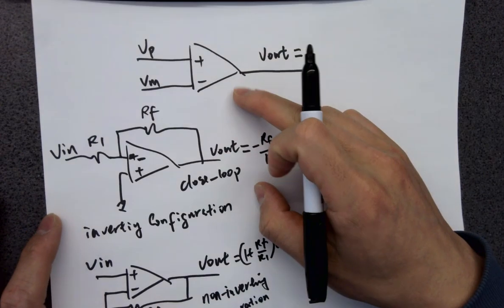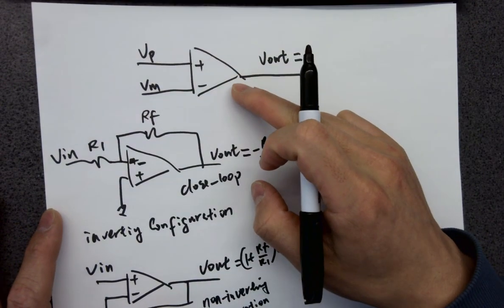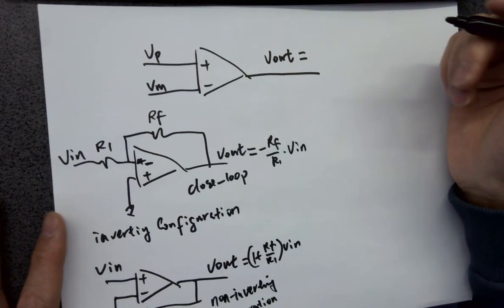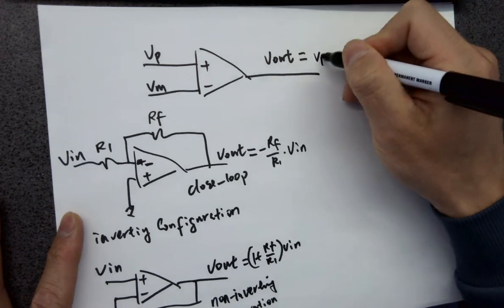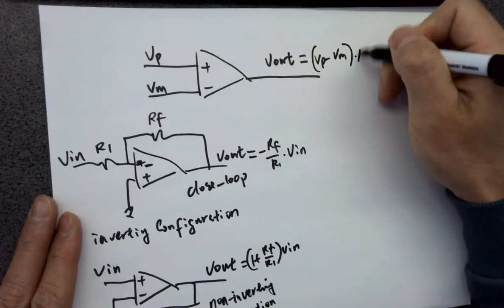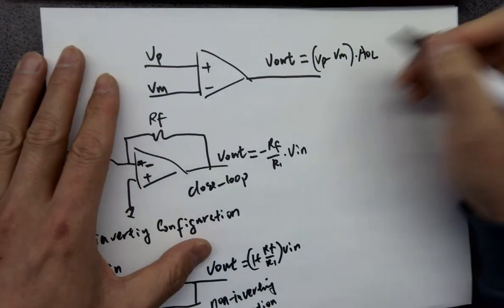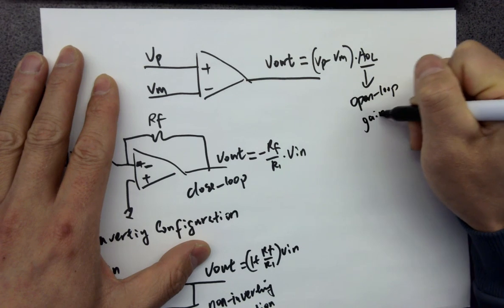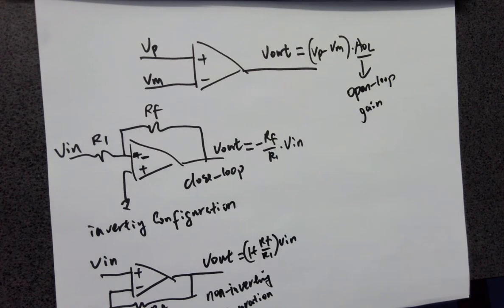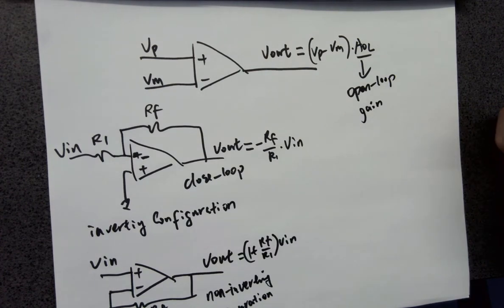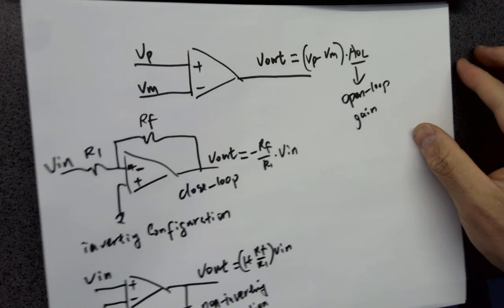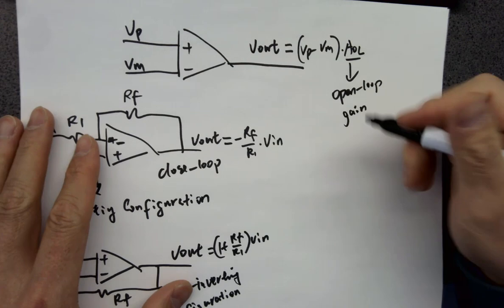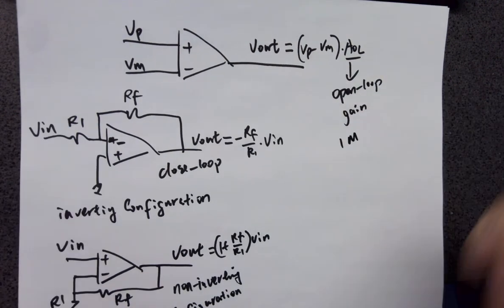But this one doesn't have a closed loop. Doesn't have a feedback. Okay, so what's going to happen here? So VL equals what? VP minus VM times AOL. So AOL is called open loop gain. And this one is usually huge. For example, 1 million.